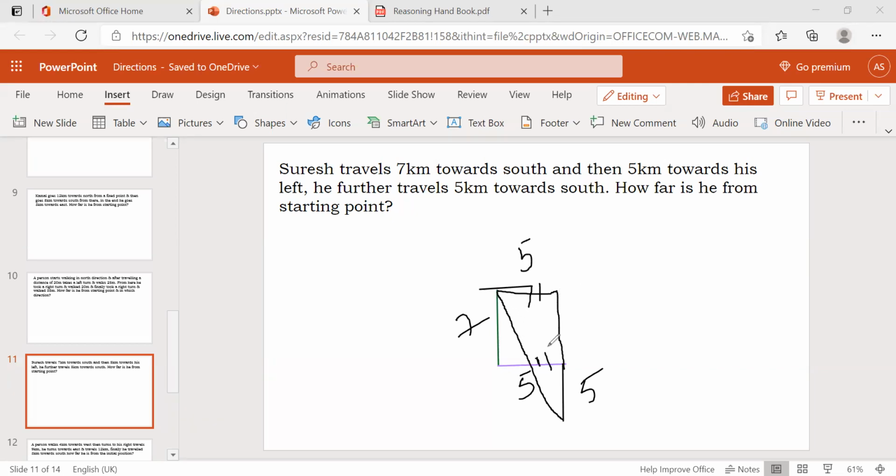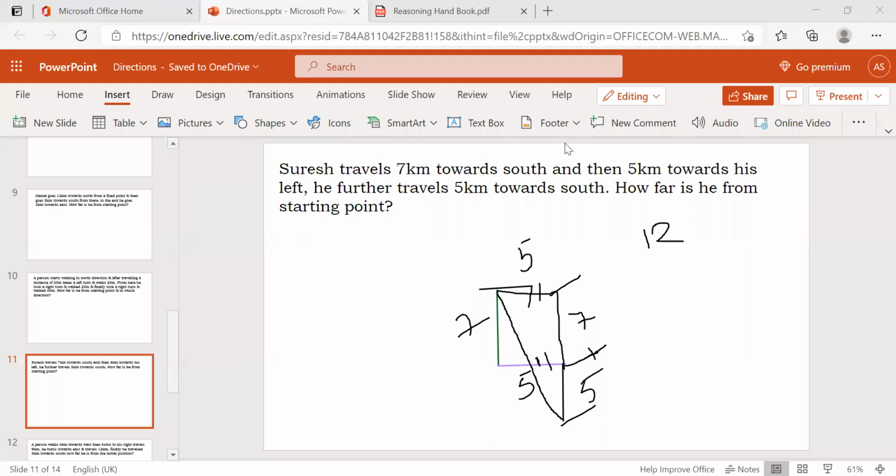And what's this? From this one, this is 7 and this is 5. So totally 7 plus 5, 12. So this complete length from here to here: from here to here it is 7, and from here to here it is 5. Totally 12. And this is 5 only.